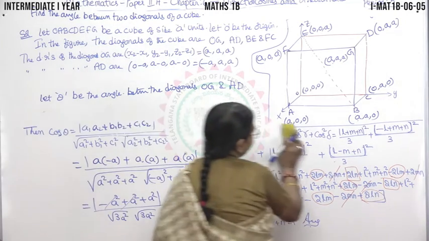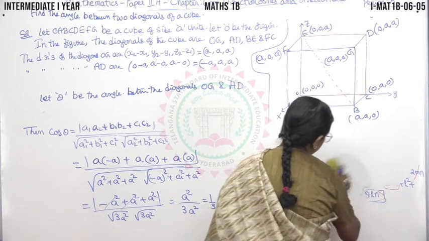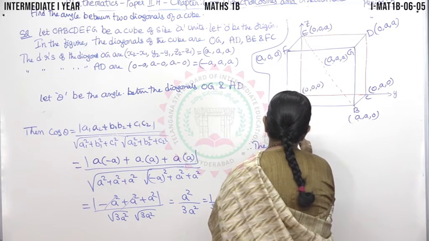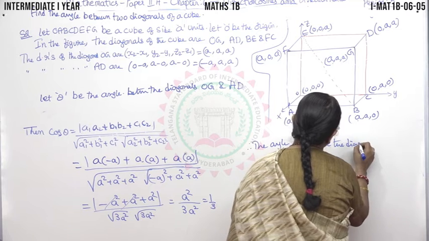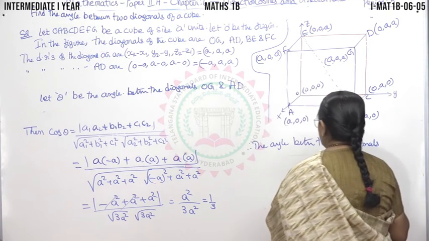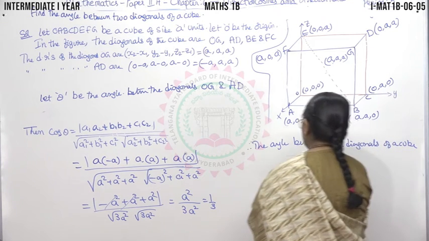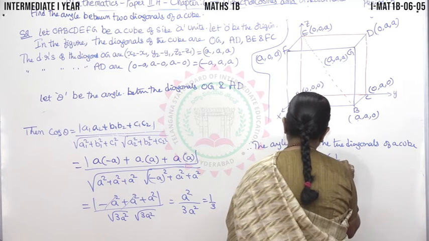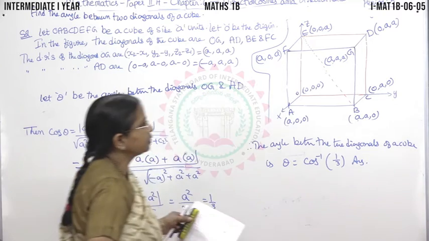So now you will write. Therefore, the angle between the 2 diagonals of a cube. Any 2 diagonals you can take, you will get the same value. So the angle between the 2 diagonals of a cube is theta is equal to cos inverse of 1 by 3. This is your answer.